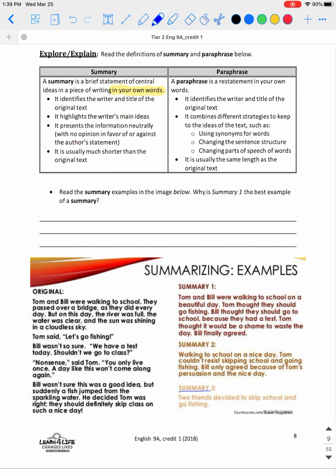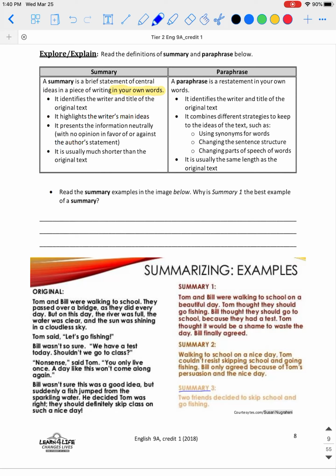For summary 2, walking to school on a nice day, Tom couldn't resist skipping school and going fishing. Bill only agreed because of Tom's persuasion and a nice day. So this one is a little bit better. It gives some details. It could pass, but it doesn't go into detail how Tom persuaded him. And so that's why summary 1 is a little bit better. It's the best example out of all the 3.